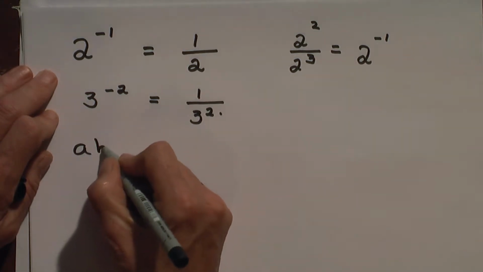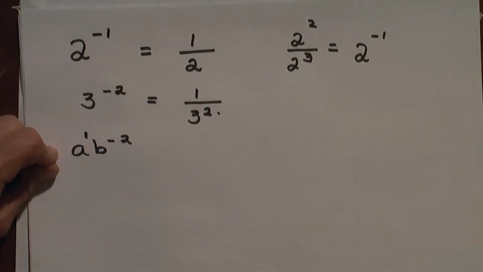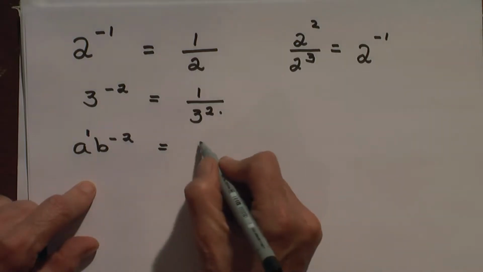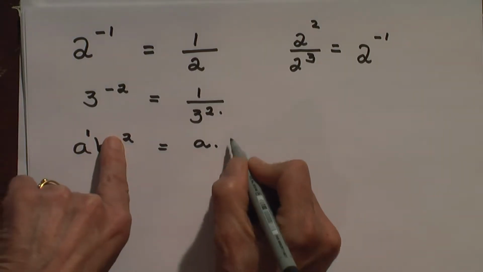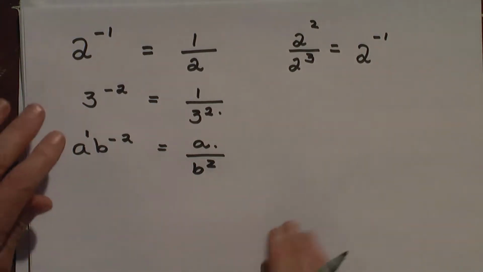A times b to the minus 2. Now be careful. That is a to the 1 times b to the negative 2, which means I've got a times 1 over b squared, which gives me a over b squared.